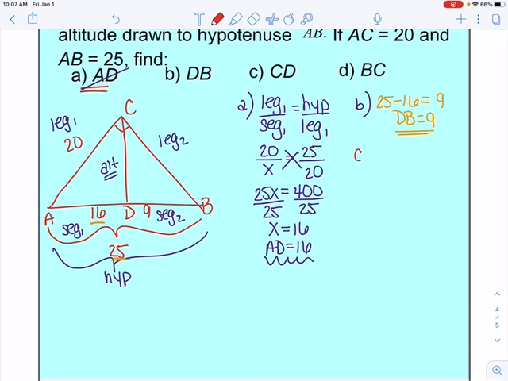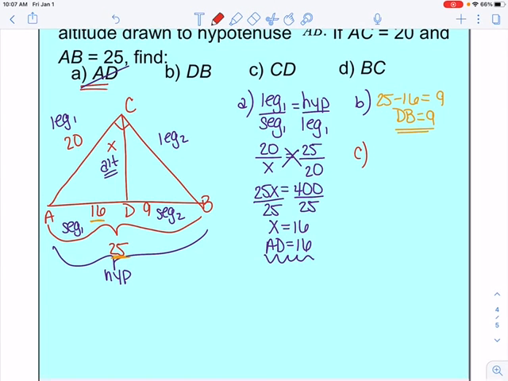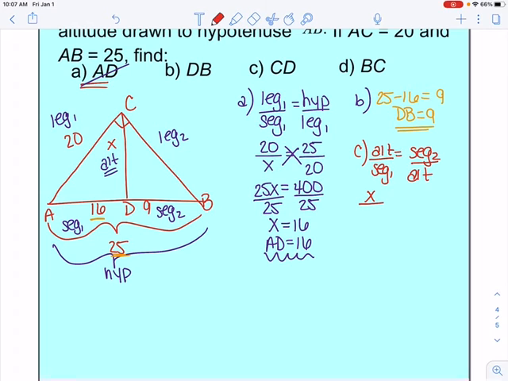Okay, so now we're on to part C. So we want to find CD. Okay, so CD is the one that I just put another X in now. Okay, and that's your altitude. So again, there's only one proportion that deals with the altitude. So we're going to do the altitude over segment 1 equals segment 2 over the altitude. Okay, so again, my altitude here is X. Segment 1 is 16. On the right, segment 2 is going to be 9, and my altitude again is X.